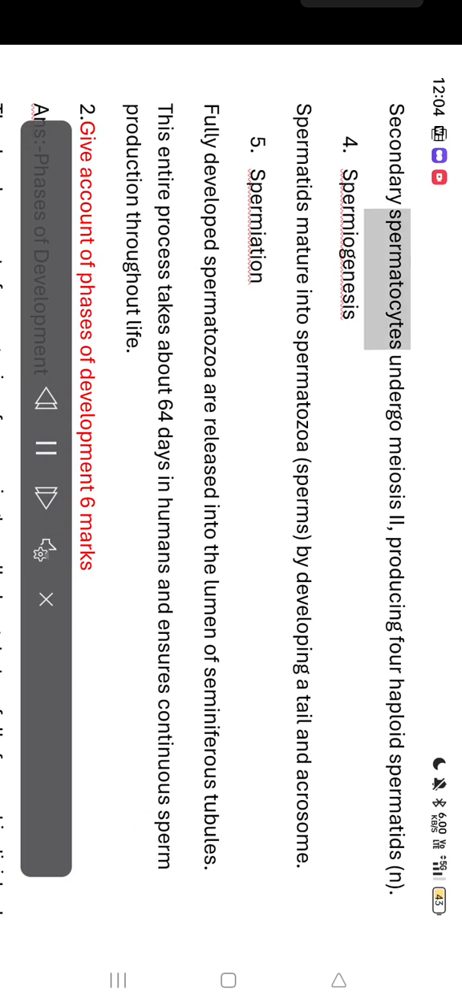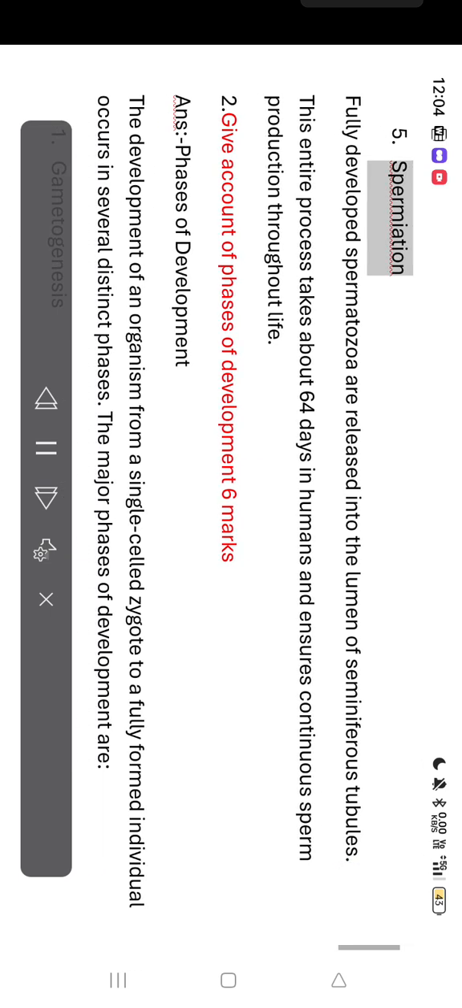Secondary spermatocytes undergo meiosis II, producing 4 haploid spermatids, N. Spermiogenesis. Spermatids mature into spermatozoa, sperms, by developing a tail and acrosome. Spermiation. Fully developed spermatozoa are released into the lumen of seminiferous tubules. This entire process takes about 64 days in humans and ensures continuous sperm production throughout life.